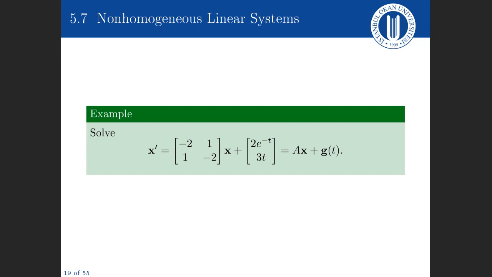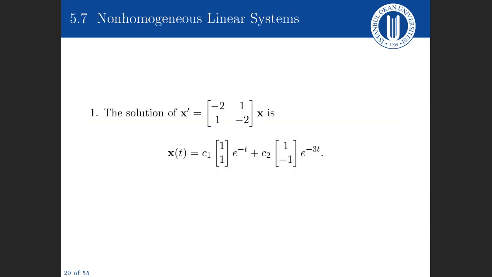For example, solve x prime is equal to the matrix minus 2, 1, 1, minus 2, times x, plus 2 e to the power minus t, 3 t. I've already done this. This was the first example I did using the method of diagonalization. So we already know the answer to this, but now I'm going to solve it again in a different way. First, we need the solution to the homogeneous equation. As soon as we know the eigenvalues and eigenvectors, we can write this down.